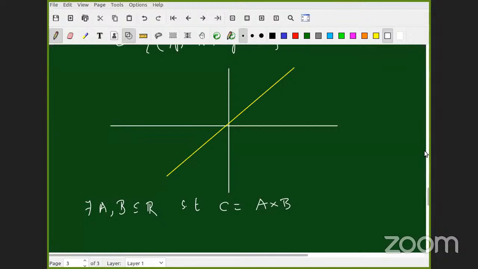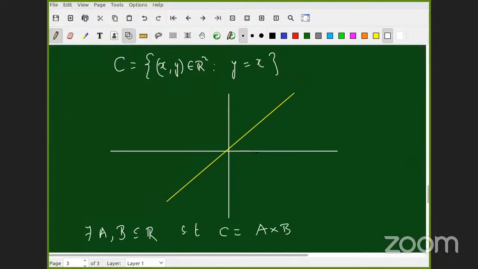See, you know the answer, okay? The thing is, I have to ask it very clearly, precisely. What is my question? C is this set. Does there exist A, B subsets of R such that C equals A cross B? If you can find A and B, put yes. Otherwise, put no. Have you understood the question? I can find A, B such that C is precisely equal to A cross B.